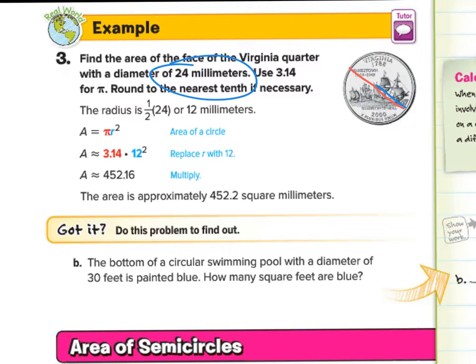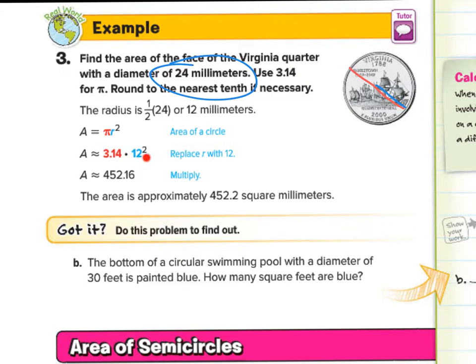So yeah, we have to cut the diameter in half, and you can see here that that's what they do. The radius is half of the diameter. So you take the number and multiply it times a half, because whenever you multiply a number times a half, you get a half of that number, which is 12. 24 times a half is 12. So yes, our radius is 12. And we go ahead now and we have the information we need.